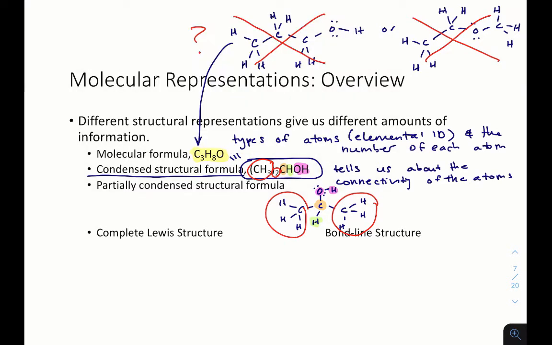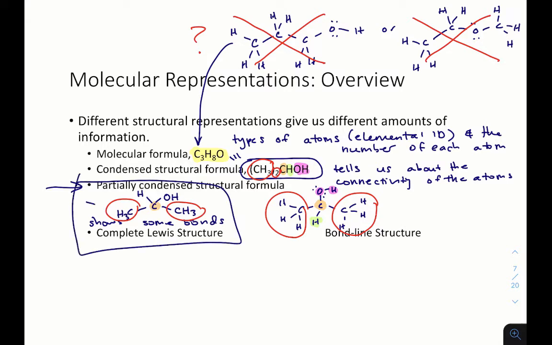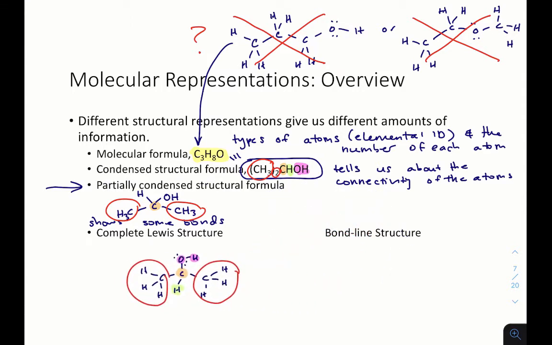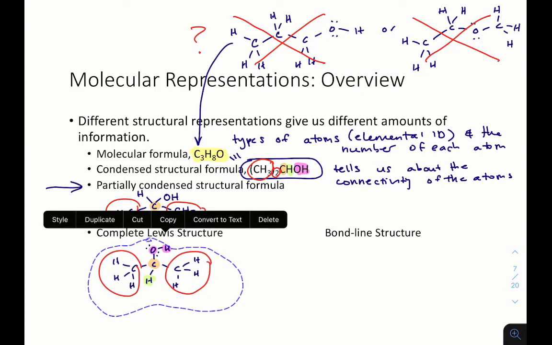And sometimes you'll encounter what's called a partially condensed structural formula. The partially condensed structural formula will still show some of the bonds, it just doesn't show all of them. So for this particular molecule, the partially condensed structural formula might look a bit like this. It shows some bonds, but not all of them. You can see the CH3 units and the OH, they're condensed relative to the complete Lewis structure, which is what I drew right here when I used the condensed structural formula to figure it out. So let's move it to where it belongs.